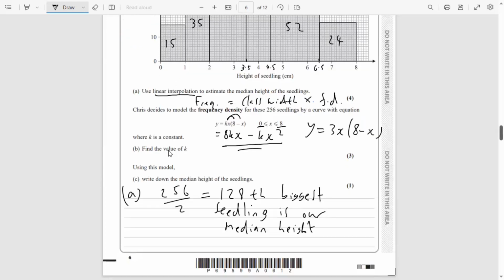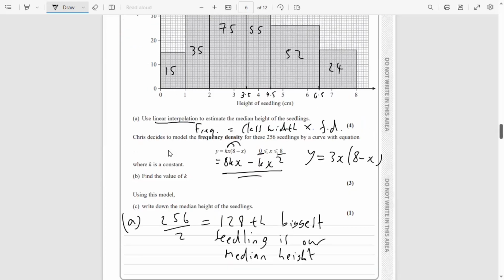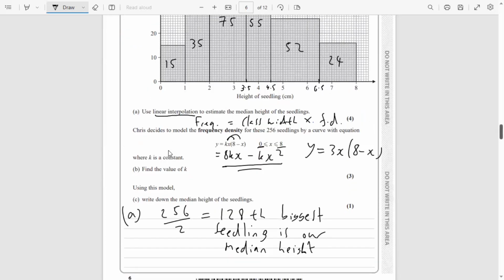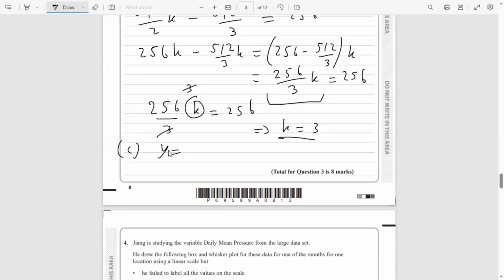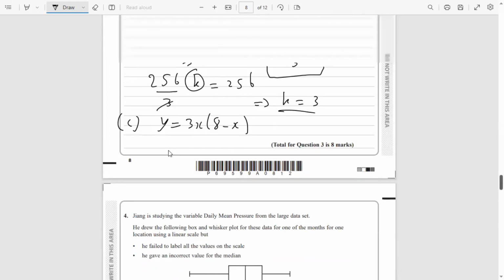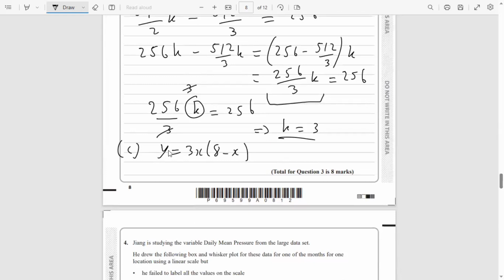So when we get a question about medians of curves, basically what we're doing here is finding the median of the graph. So what we want to do is have a little sketch of that and see what it looks like. So we've got y equals 3x times by 8 minus x. As we said before, it's a quadratic. I don't have enough room really, but let me just try and fit the quadratic in over here. So it's going to be a quadratic.